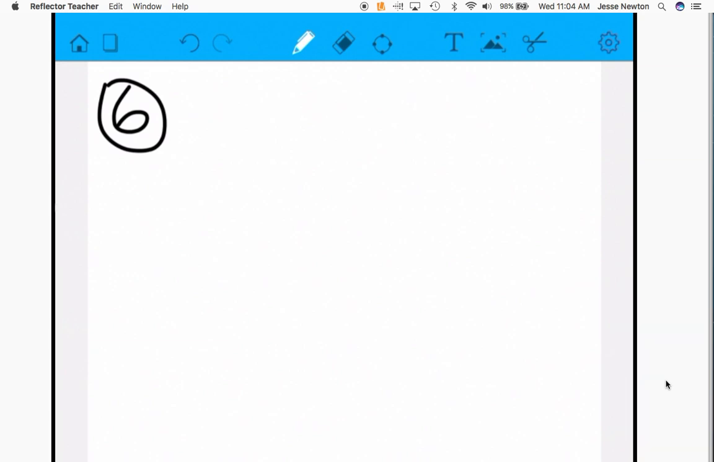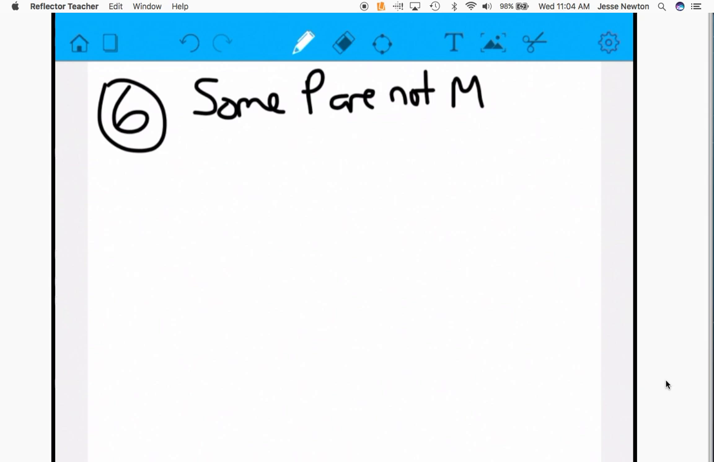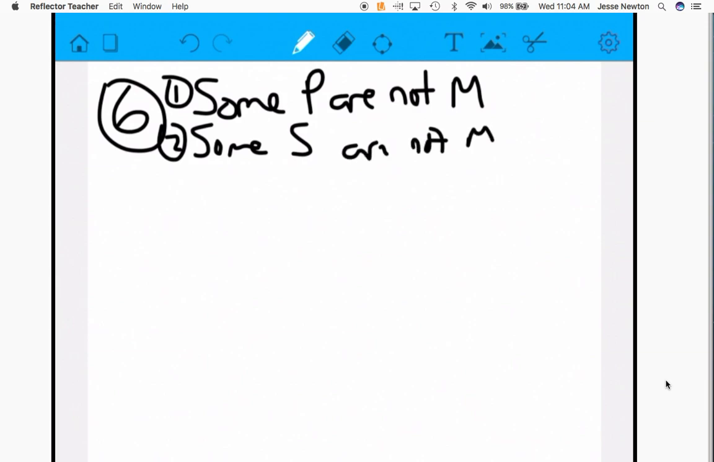And problem number 6, the argument you're given is the following. 1. Some P are not M. 2. Some S are not M. And then finally the conclusion says some S are not P.